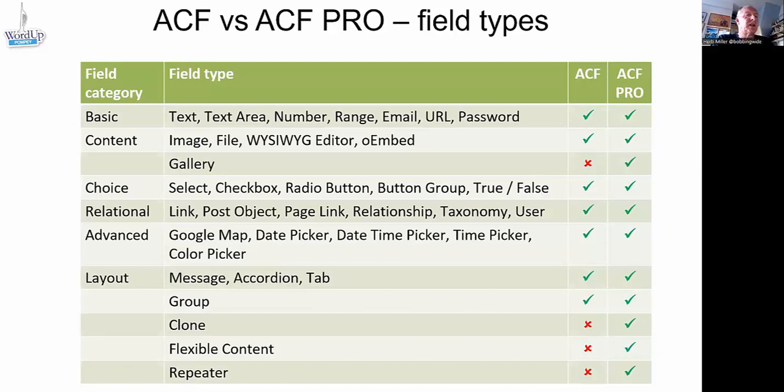And finally, the relational one is to a user. So it's not necessarily the person who's the author of the post, but it could be a user of the system. In the advanced section, we have a Google map, and then 4 different types of picker: date picker, date time picker, and color picker. And these are advanced simply because they require a bit of JavaScript in the meta box.